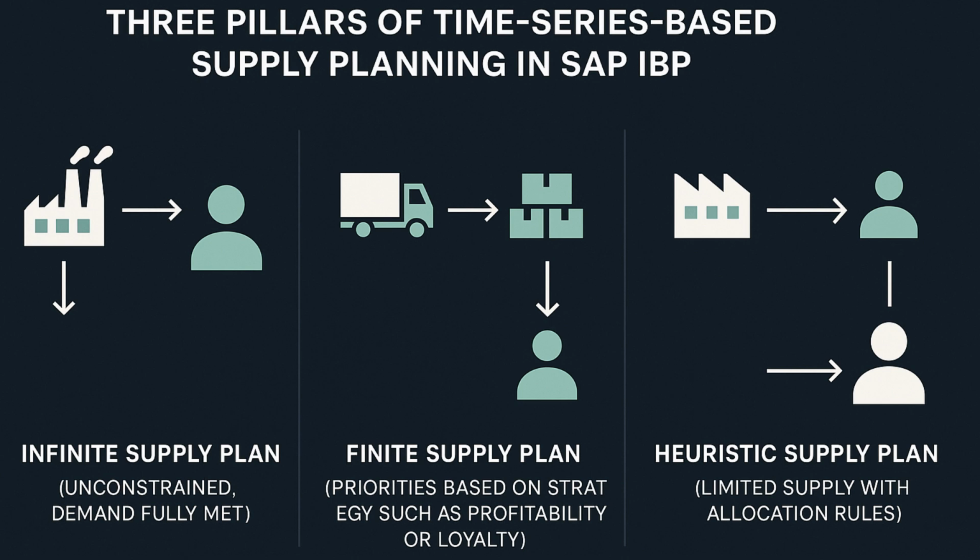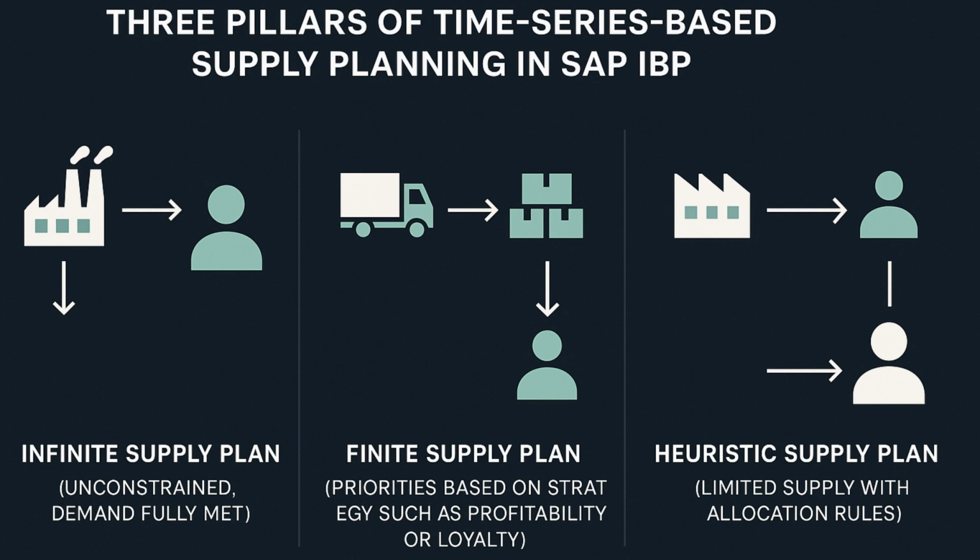The second pillar is the finite supply plan, which is built on a system of priorities. Unlike the infinite plan, this one recognizes that supply is limited and that trade offs must be made. Priorities are defined based on the organization's strategic rules and objectives. For instance, if two customers place orders simultaneously, the system must decide which order should be fulfilled first. The decision depends on the company's strategy.